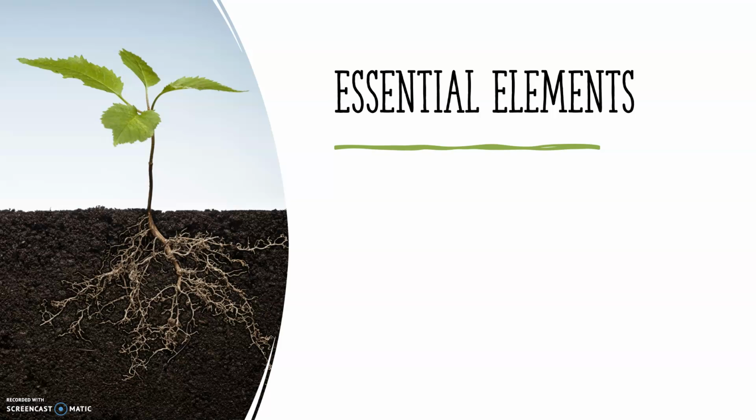To determine if an element is essential, there are 3 questions that must be asked. The first question is, can the plant complete its life cycle without the element? If the plant cannot complete its life cycle without the element, then the element is essential.